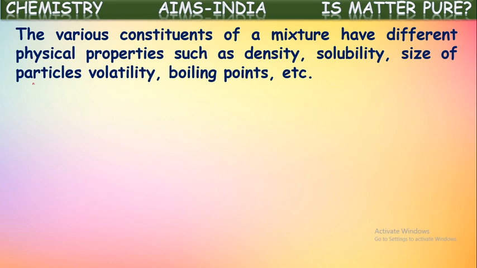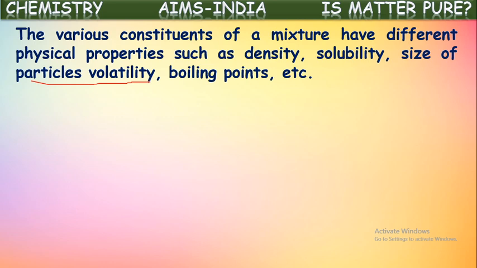Here, one point is volatility. Do you have an idea about this volatility? Volatility means the property of a liquid substance by which it can be converted into gaseous form below its boiling point, or it can be evaporated below its boiling point. That property is called volatility, and that liquid is called a volatile liquid.